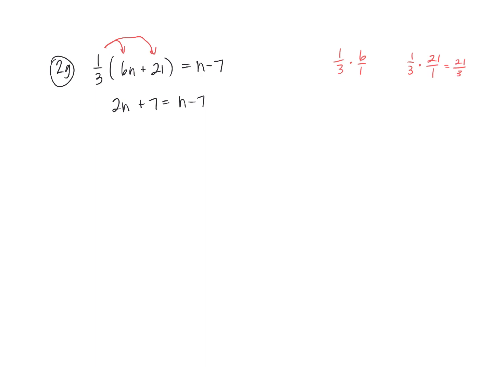And so now we want to move the n's to the left. So I will subtract 1n from both sides. And I want to move the constants to the right, so I would subtract 7 from both sides. So 2n minus n is n. Negative 7 and negative 7 is negative 14. So n equals negative 14.